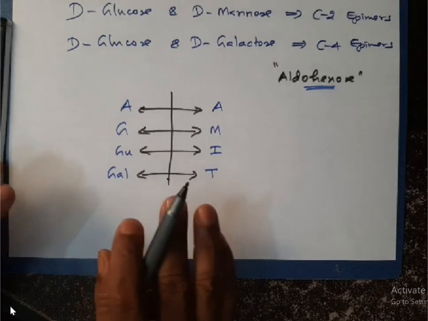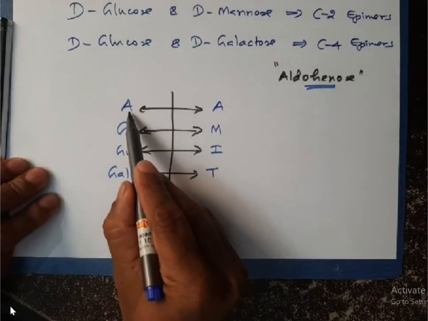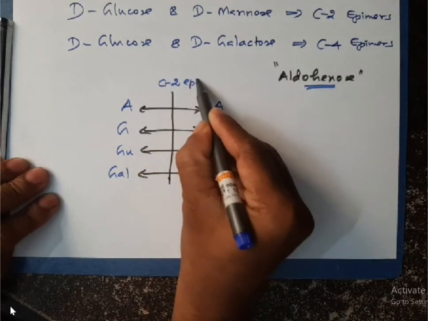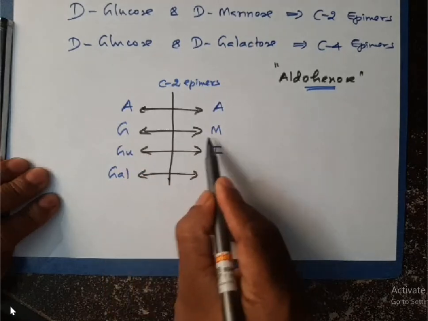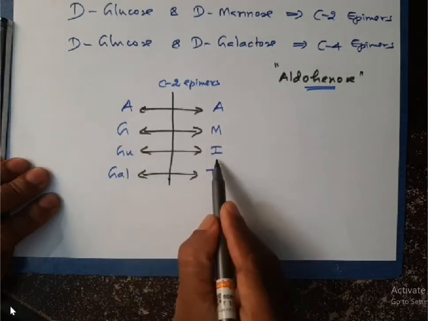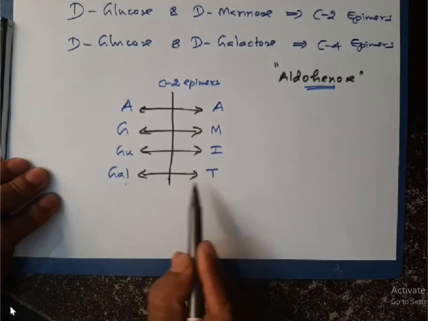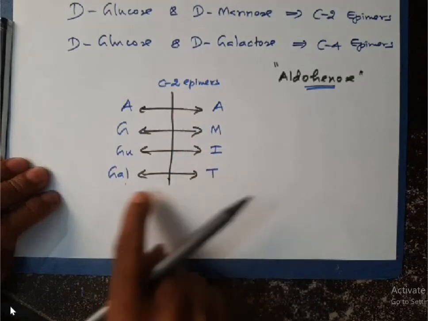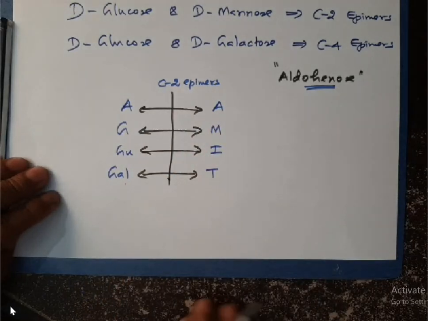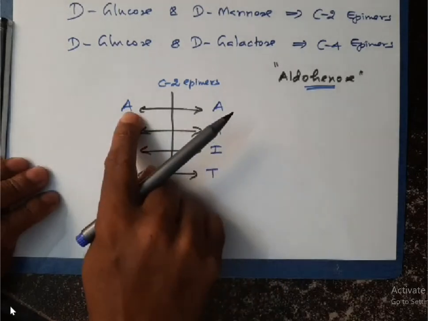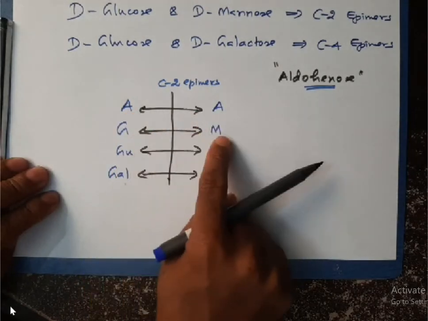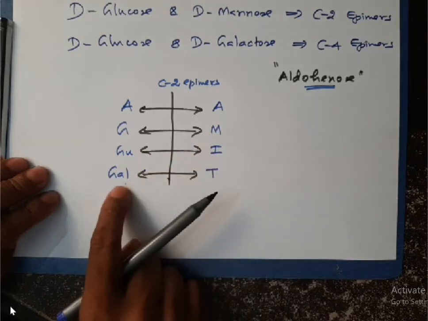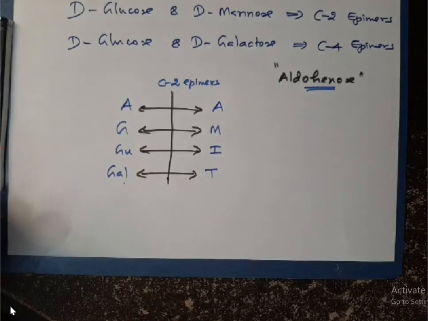Students, listen carefully. Allose and altrose, they are C2 epimers. Glucose and mannose, C2 epimers. Gulose and idose, C2 epimers. Galactose and talose, they are C2 epimers. They are all C2 epimers. So whatever may be the question, you can easily answer. Allose and altrose are C2 epimers. Glucose and mannose are C2 epimers. Gulose and idose are C2 epimers. Galactose and talose are C2 epimers.